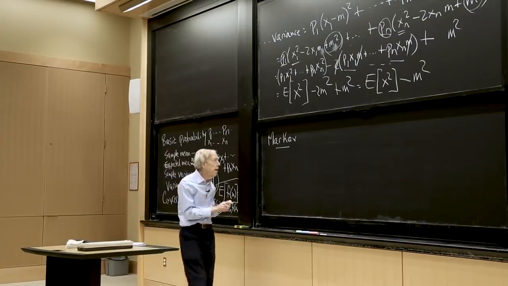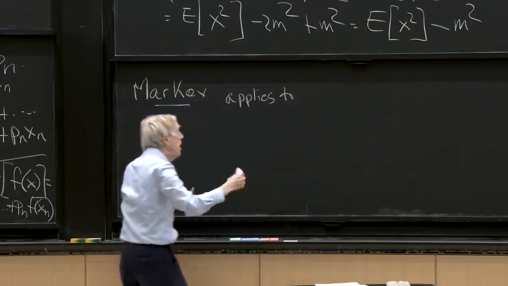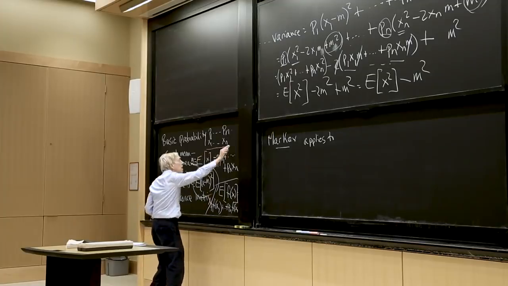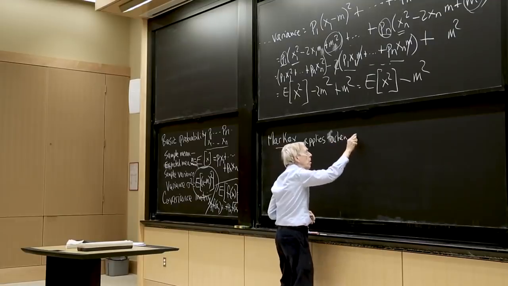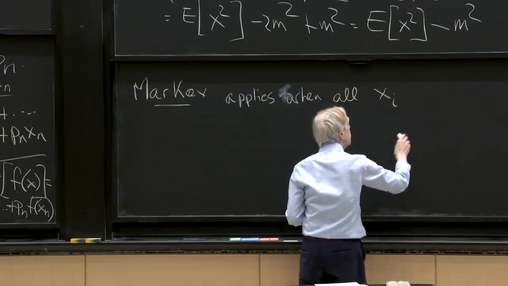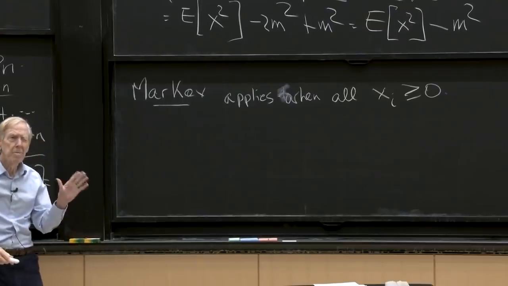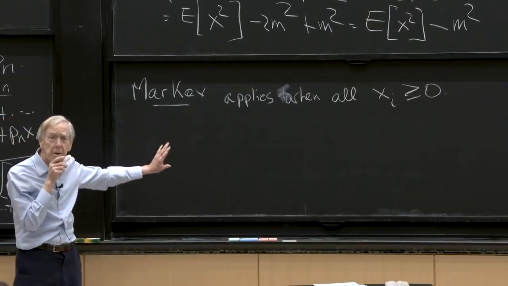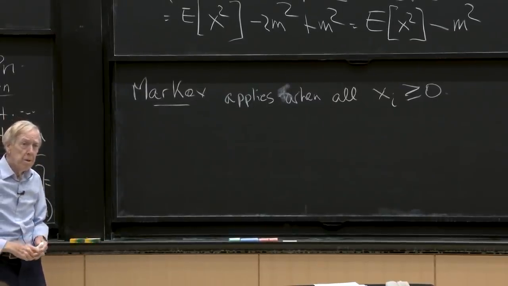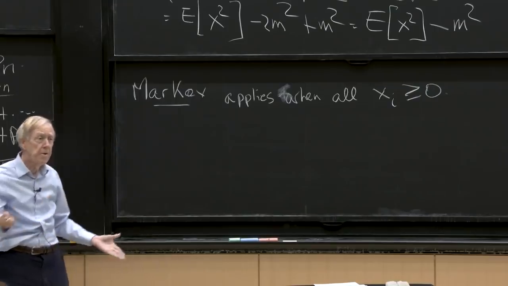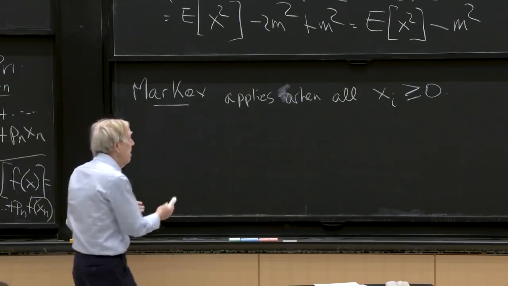But it applies to non-negative events. So I'm going to say it applies when all the outputs are greater or equal to 0. I'm going to use that fact. So it doesn't apply to something like Gaussian, because with a Gaussian, the outputs go all the way from -infinity to infinity. It does apply to a lot of important ones and simple ones.